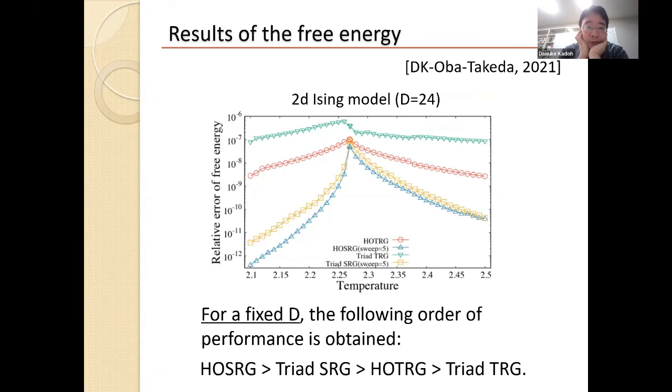And this figure shows the numerical results of free energy. Red points are the results of HOTRG, blue ones are HOSRG results, greens are triad TRG results, and yellow are triad SRG results. As can be seen in this figure, for a fixed D, the HOSRG shows the best performance.